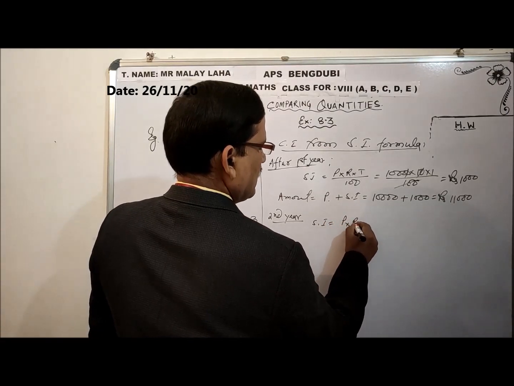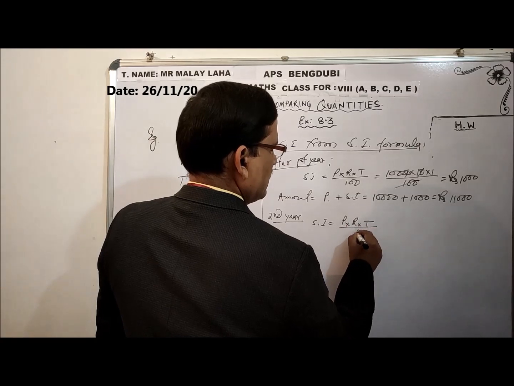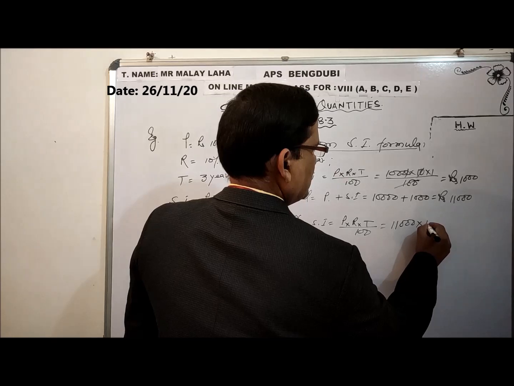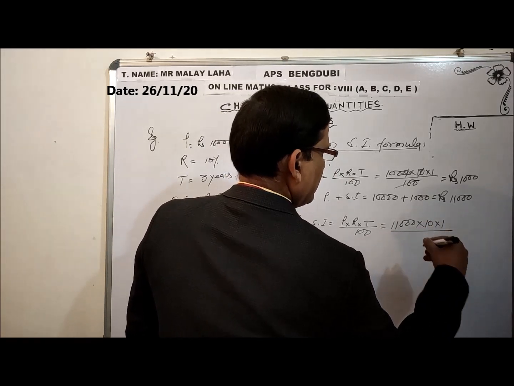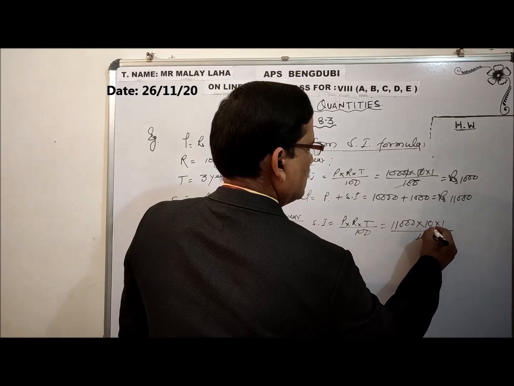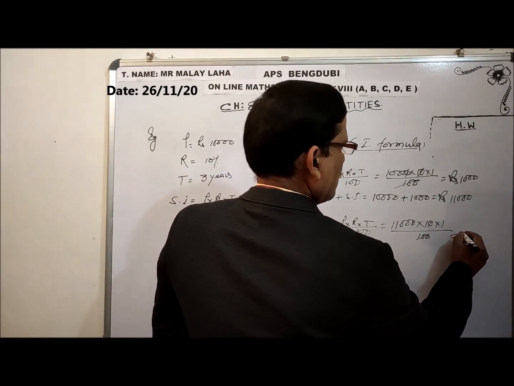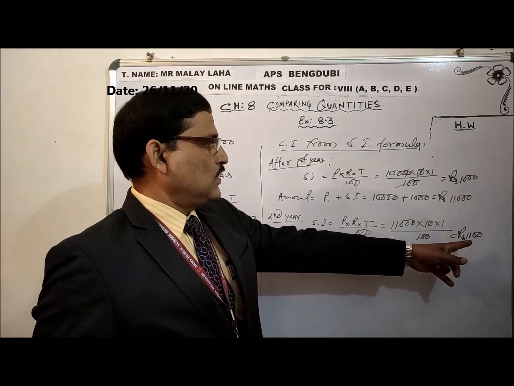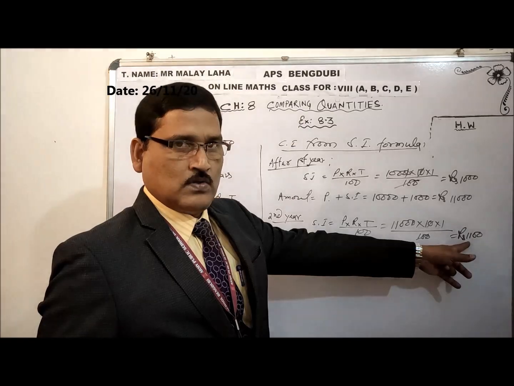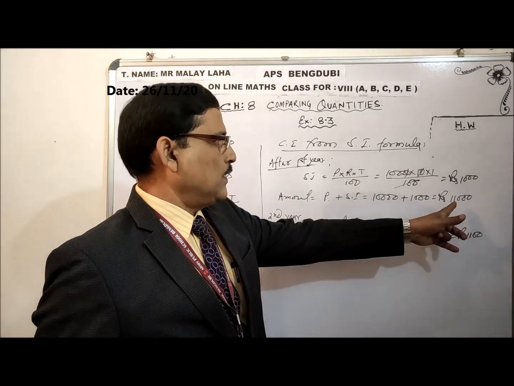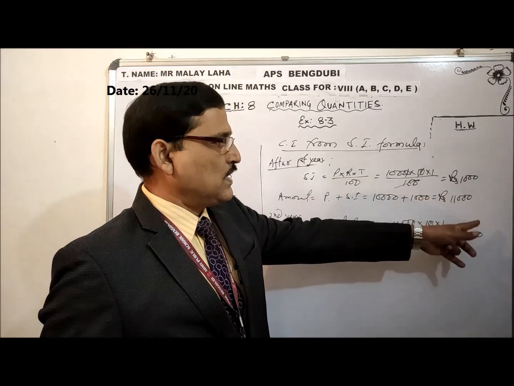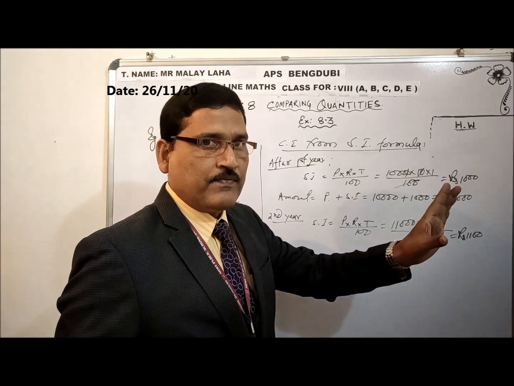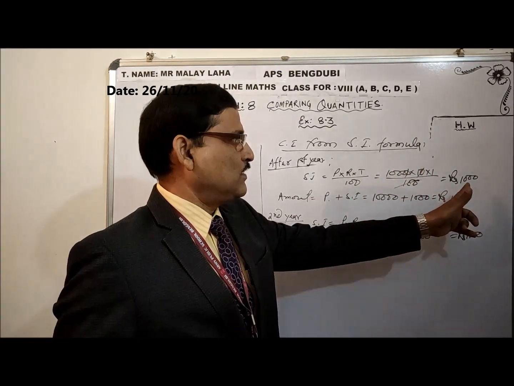PRT by 100. So P how much? 11,000. Rate is 10%. Time is 1 again. So that equals what? Rupees 1,100. So now I have earned 100 rupees more, as it was 1,000 and now I am earning 1,100. That means 100 more I have earned, and that has come from the interest 1,000.